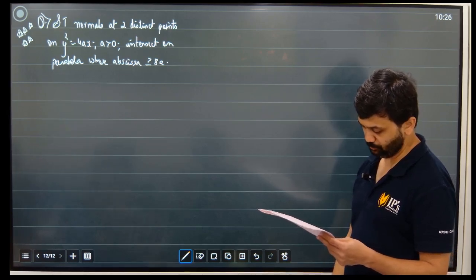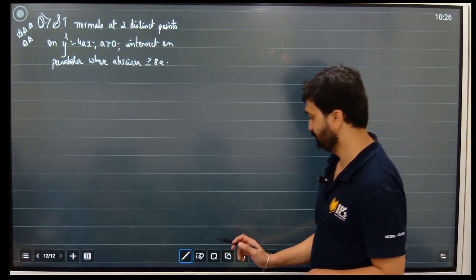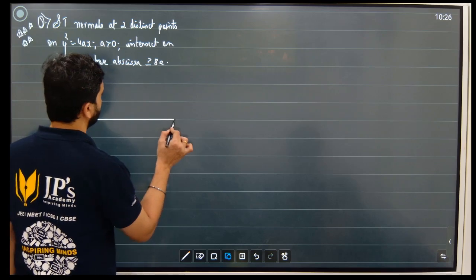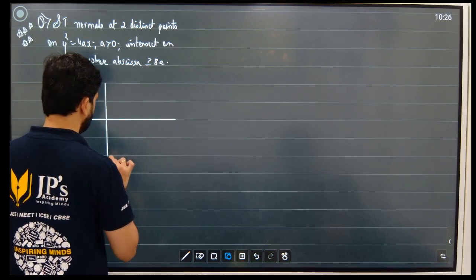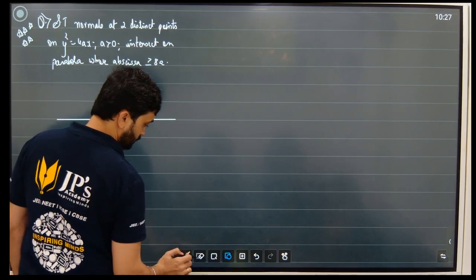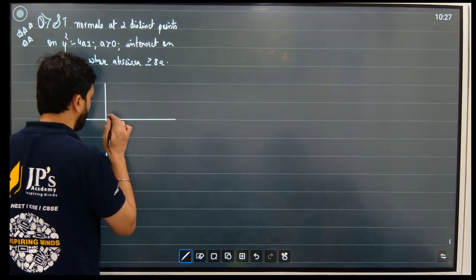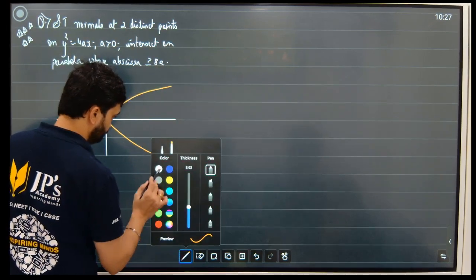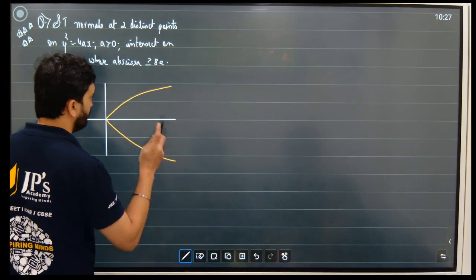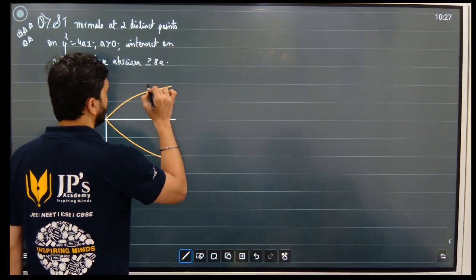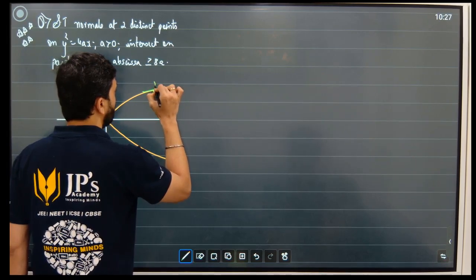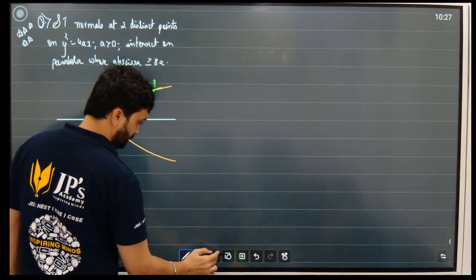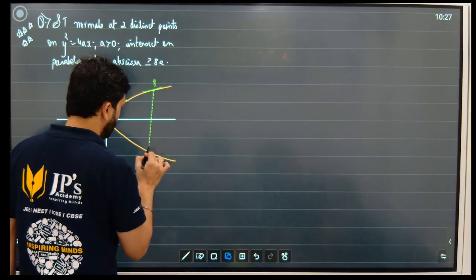So the normal at two distinct points on the parabola intersects on the parabola. Basically they are trying to tell you this. And we have already written this. If you don't remember it, I am going to draw it for you guys. देखो ध्यान से. ये नॉर्मल है P, ये है Q, and they are meeting here at R.